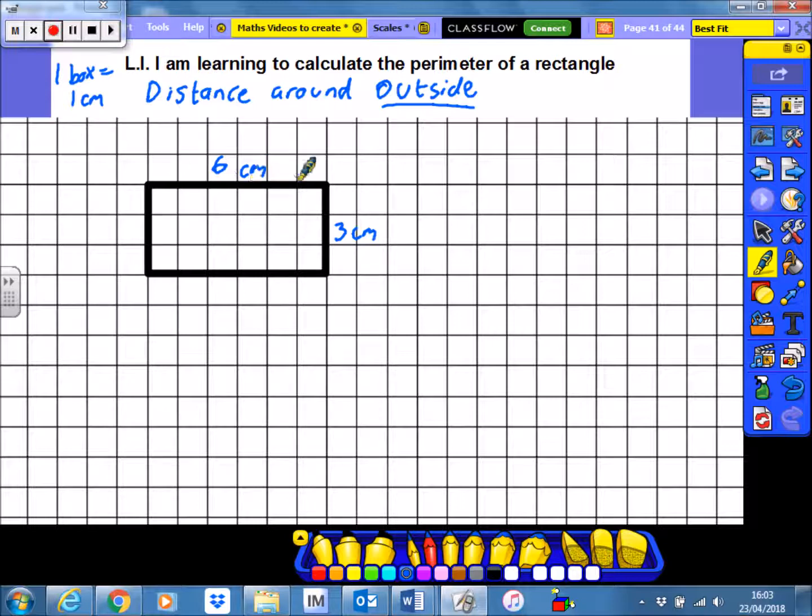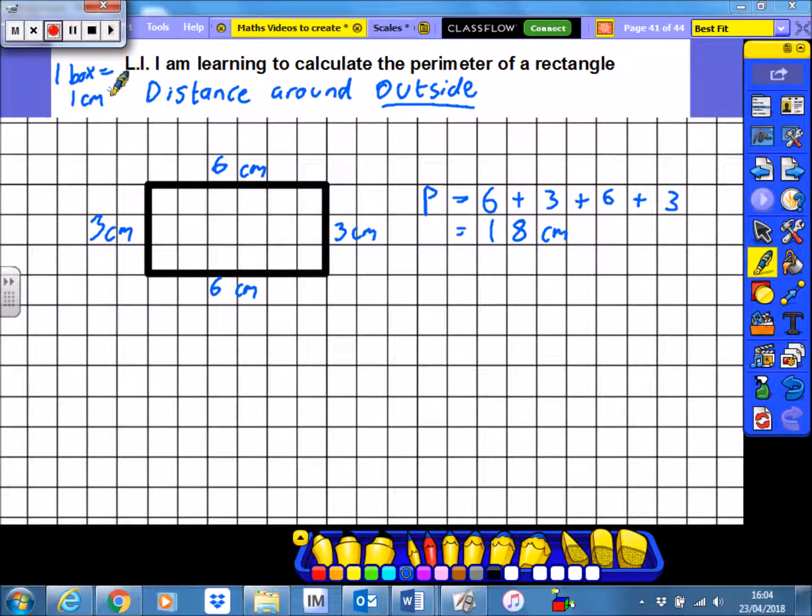Now that means, if we know the top is 6 centimeters, we also know the bottom is 6 centimeters. And if we know that the right side is 3 centimeters, we also know that the left side is 3 centimeters. So all in all, we have 6 plus 3 plus 6 plus 3. So perimeter equals 6 plus 3 plus 6 plus 3. So the perimeter in this case is 18 centimeters. 6 plus 3 is 9, and 6 plus 3 is 9. 9 plus 9, 18. So that's perimeter.